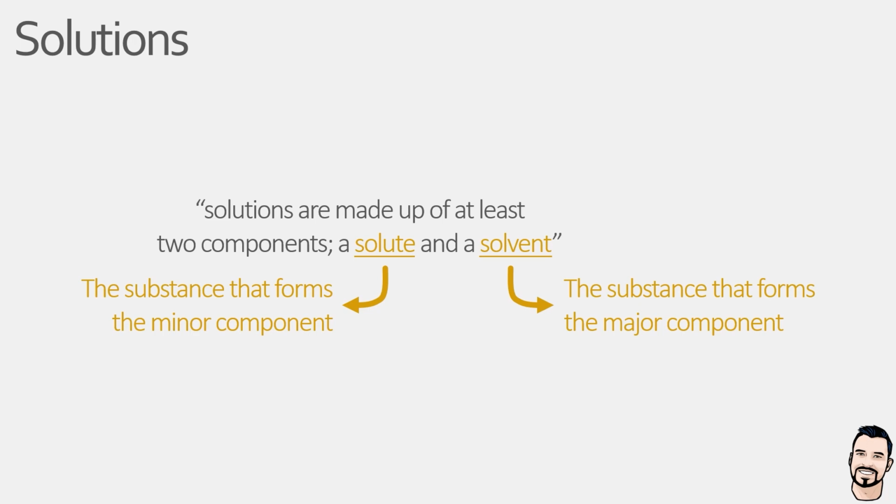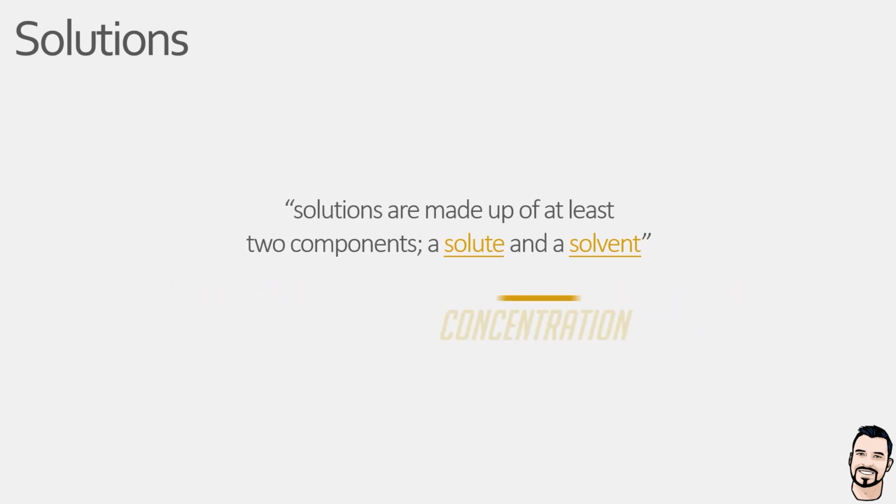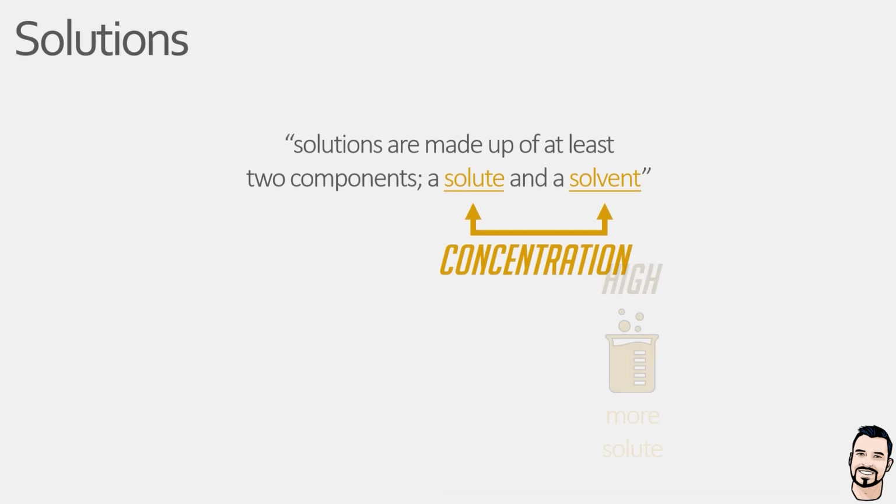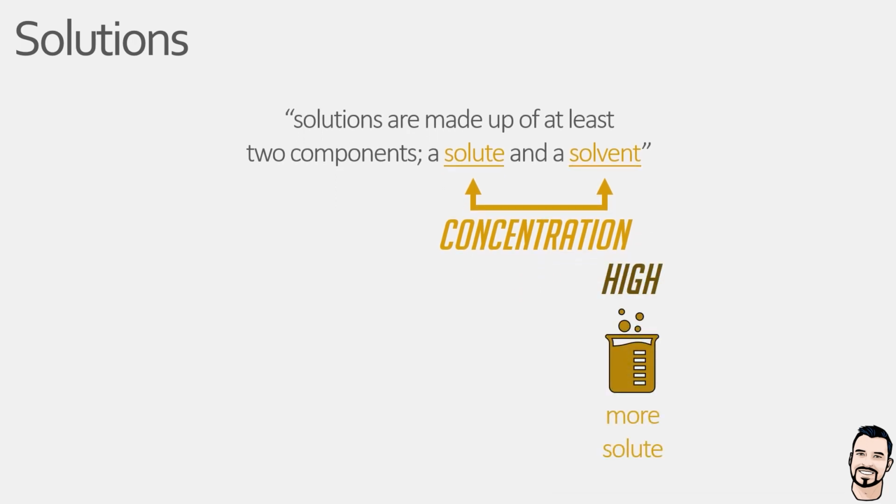Now, the amount of solute and solvent present within a solution determine the overall concentration of the solution. Essentially, this is the amount of solute per known amount of solvent, and it's important for us to know the concentration of solutions in almost all of our practical applications to ensure that we are safe in the lab and to give meaning to our observations. Now, when there is a high amount of solute dissolved in a solvent, we would say the solution is concentrated or that it has a high concentration. When there is a low amount of solute dissolved in a solvent, we would say the solution is diluted or that it has a low concentration.